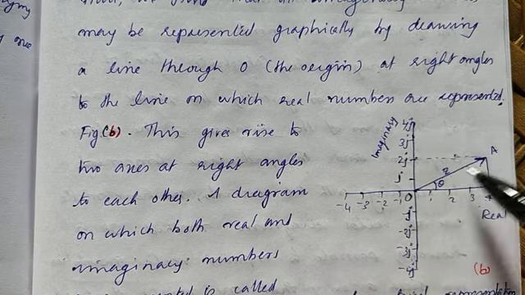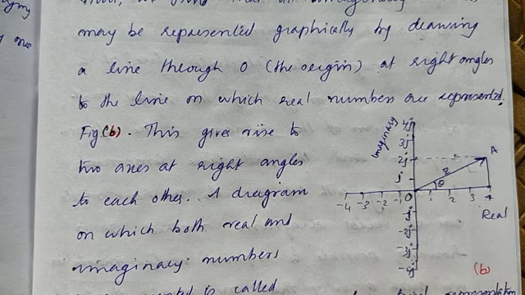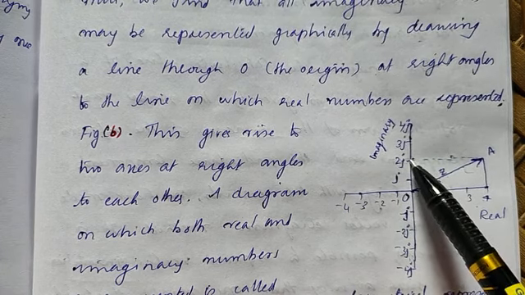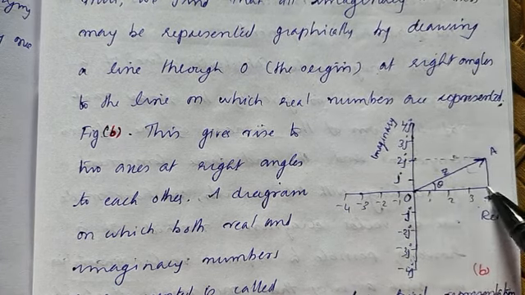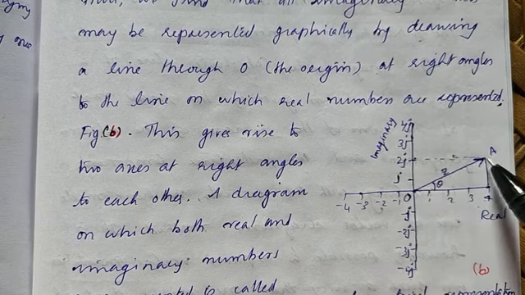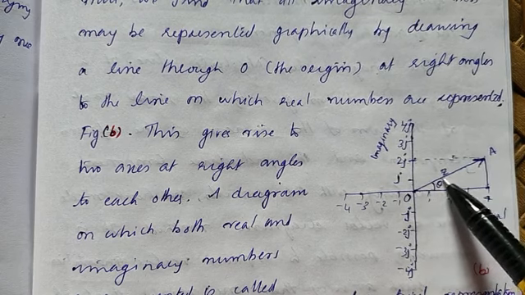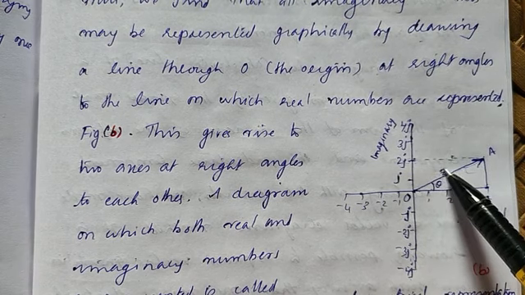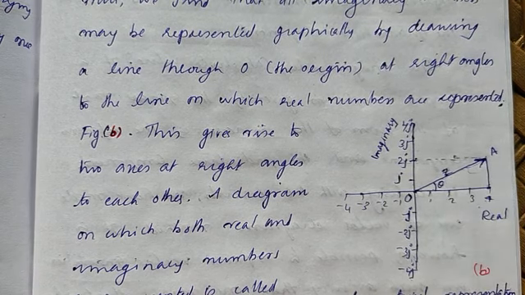We can represent it like this. For example, 4 plus 2j. 4 plus 2j means 4 on the real axis and 2j on the positive imaginary axis. So this is the point, and this is the vector representing 4 plus 2j, which is represented as z. Okay.